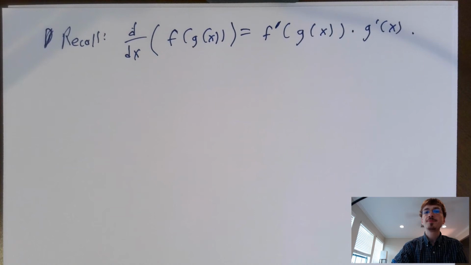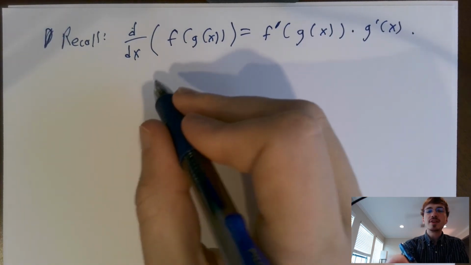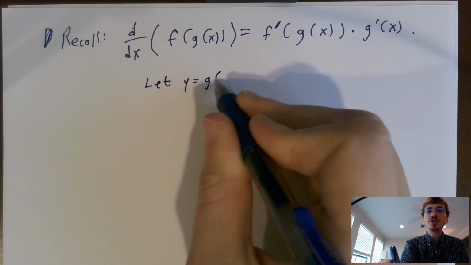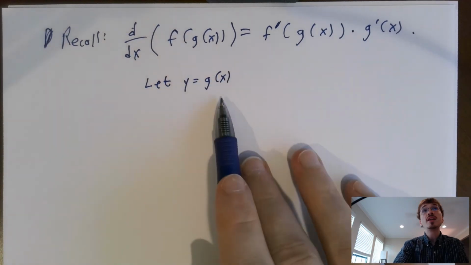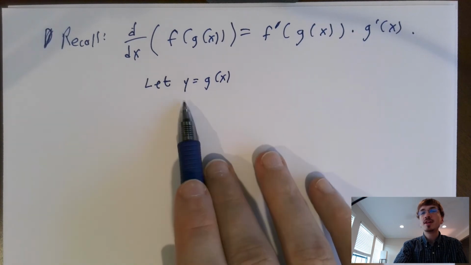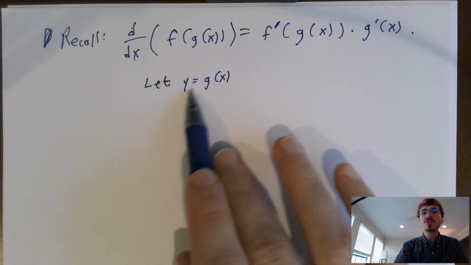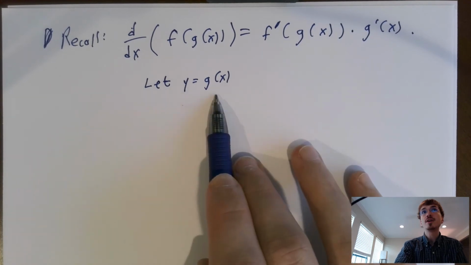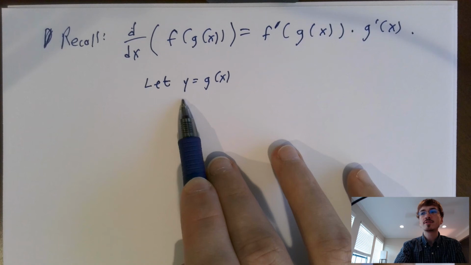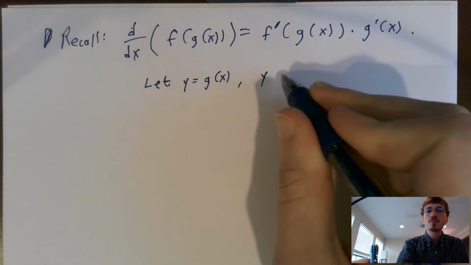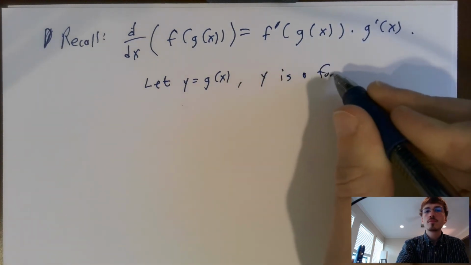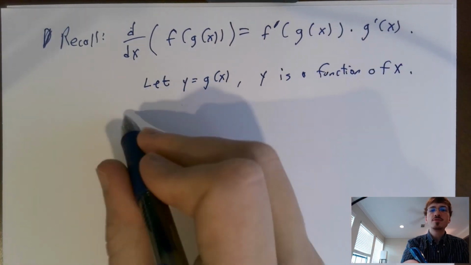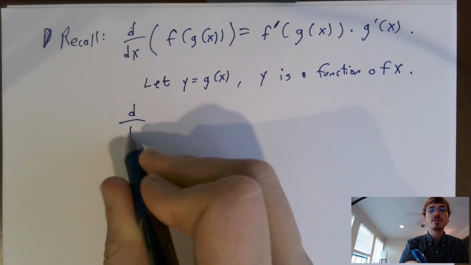Everybody's favorite. Well, let's do something that seems silly here but will be useful for us later on. Let y equal g of x. Notice that on the right hand of the equation I have x's, but on the left hand I don't have x's. So whenever we just see y, we're implying that y is a function of x, right? Y is implied to be a function of x. So let's differentiate something that is pretty much the same.